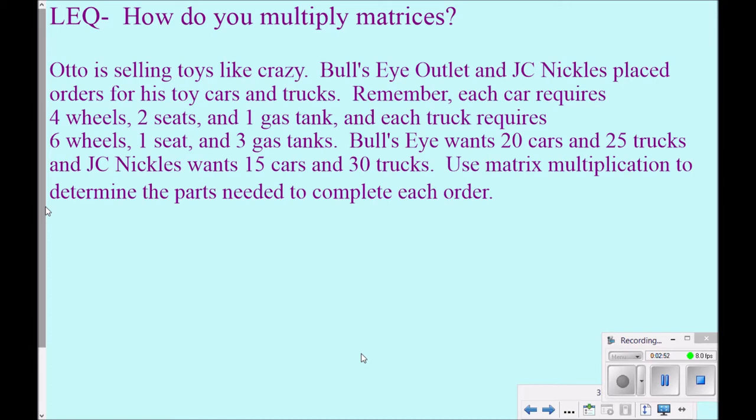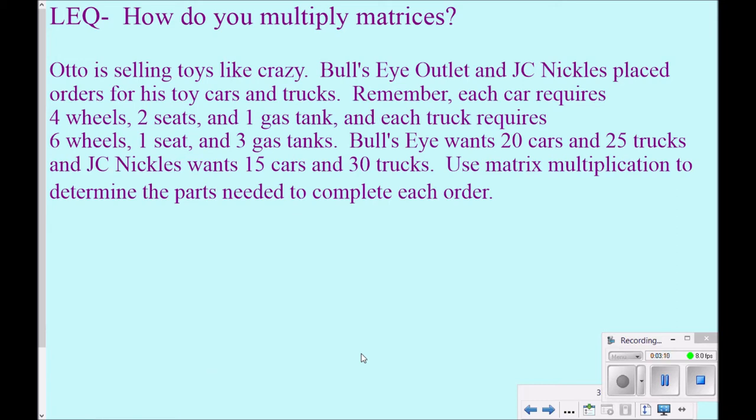So the reason I know I'm going to be multiplying here is because that's how we did the problem before. We multiplied the number of cars times the number of wheels needed per car, and the number of trucks times the number of wheels needed per truck. So that's how we know that we're going to be multiplying.